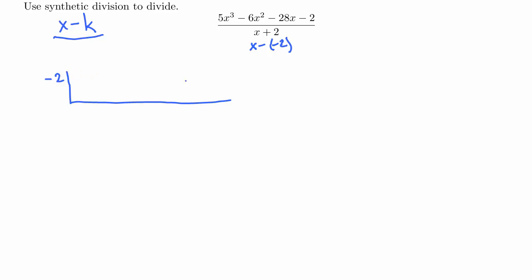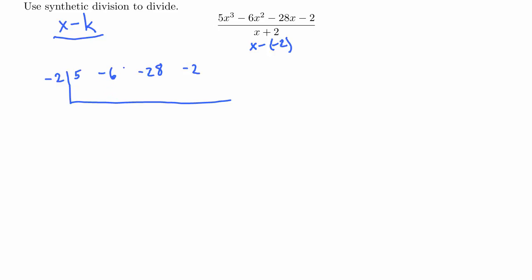Now, what I'm going to put inside the box here is not this entire thing, but the coefficients, starting with the highest degree term. The degree 3 term has a coefficient of 5. The degree 2 term has a coefficient of negative 6. The degree 1 term has a coefficient of negative 28. And the degree 0 term has a coefficient of negative 2. Now notice, if I was missing this x squared term, I would still need to account for it down here by putting a 0 as a placeholder for that degree.